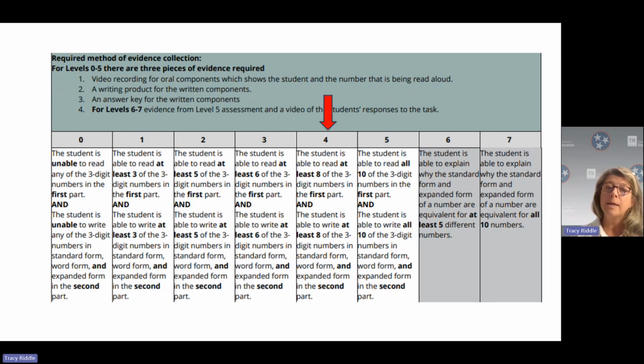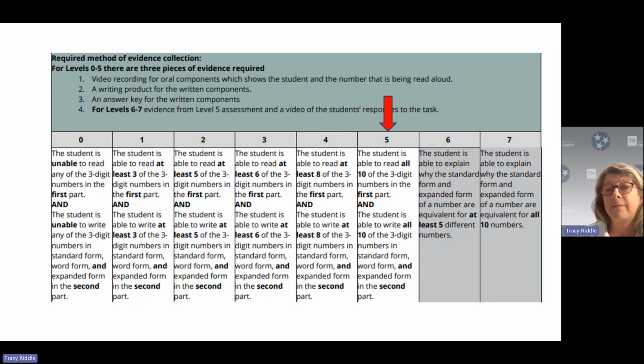At level 4, the student can do at least 8 of the numbers. They can read them correctly in the first part, and they can write at least 8 of the numbers in the second part. And remember, in order to be correct in the second part, they have to be able to write that three-digit number in each form, standard, word, and expanded form, to be correct.